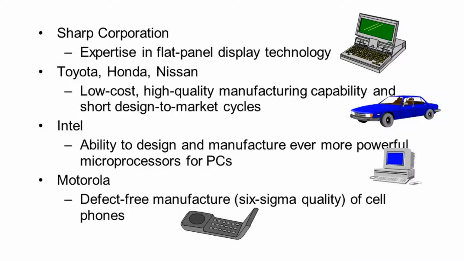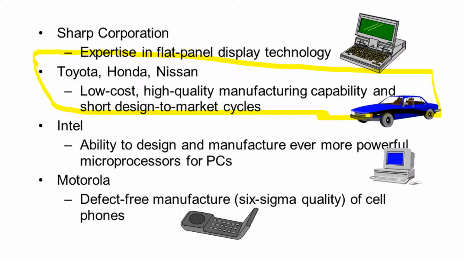Some more examples here. You can pause and read through them, but let's highlight a couple. First of all, Toyota, Honda and Nissan, their ability to produce low-cost, high-quality manufacturing and short design to market cycles. It means it doesn't take them very long to design a car and then get it out to the public. And this would be an example of architecture, the way in which the businesses are organized, their relationship with employees through things like Kaizen, enable them to have a competitive advantage over their rivals.